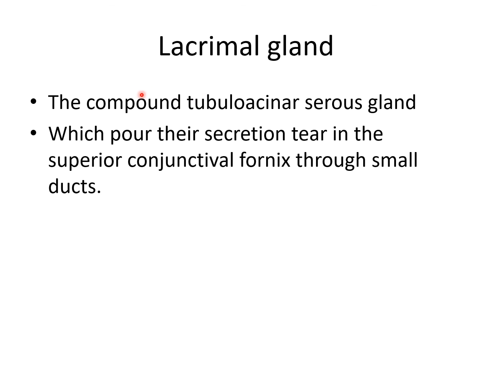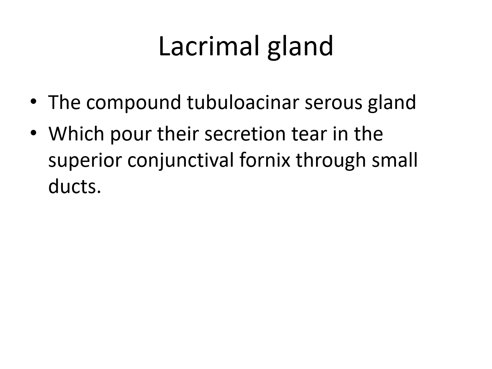Now the lacrimal gland. The lacrimal gland is composed of tubuloacinar serous glands which pour their secretion, the tears, into the superior conjunctival fornix by small ducts. So this is the section of this lacrimal gland. You will see the lacrimal gland and the parotid gland look the same, but what is different in the lacrimal gland?